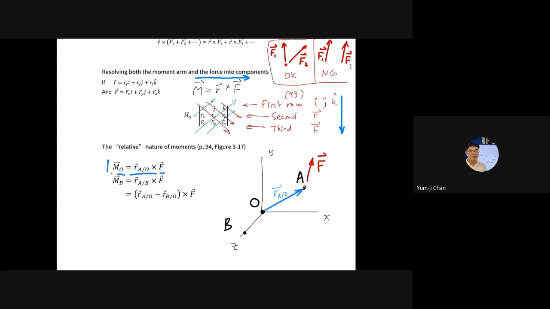Now, sometimes we want to determine the moment about another point, for example point B, but not point O. Of course, we know M with respect to O, but sometimes we want to know the moment with respect to point B. Now, the moment arm for M with respect to B will be r of A with respect to B.